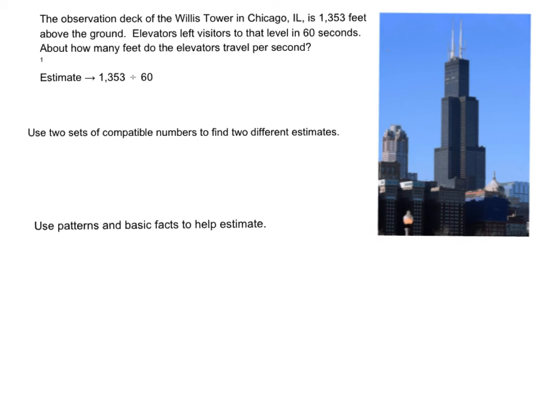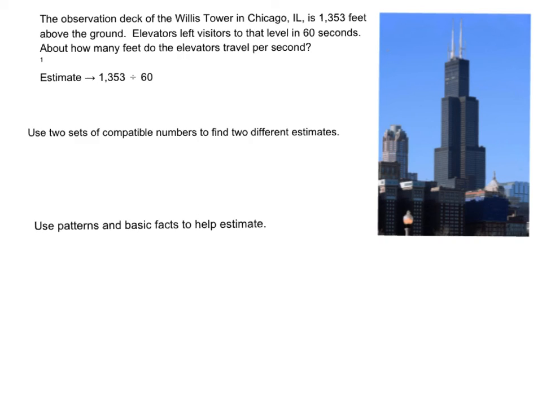The observation deck of the Willis Tower in Chicago, Illinois is 1,353 feet above the ground. Elevators lift visitors to that level in 60 seconds. About how many feet do the elevators travel per second?